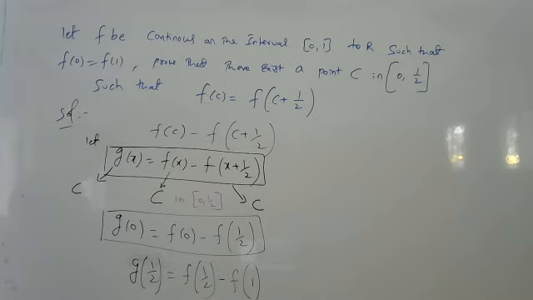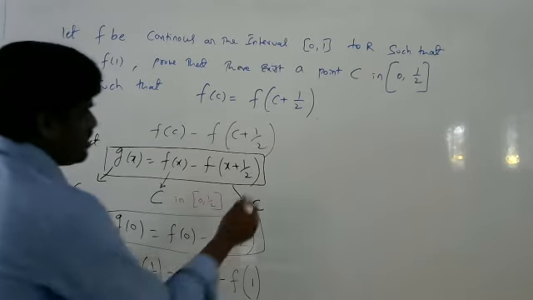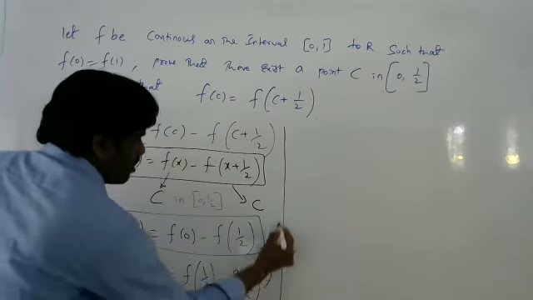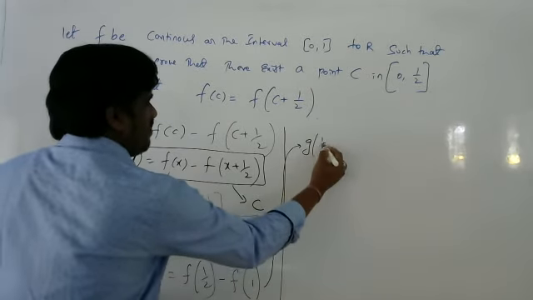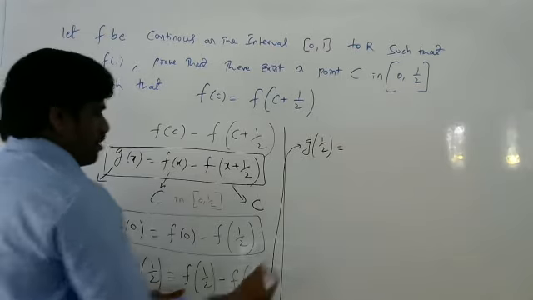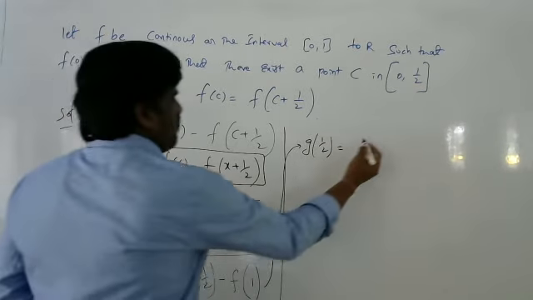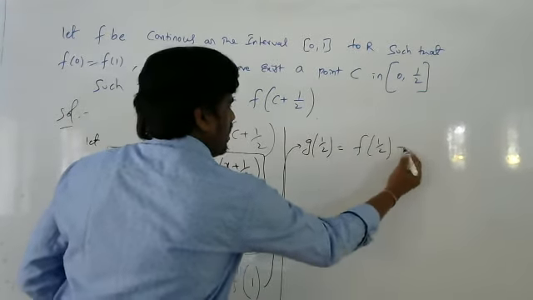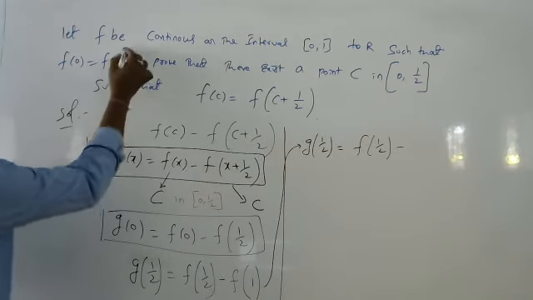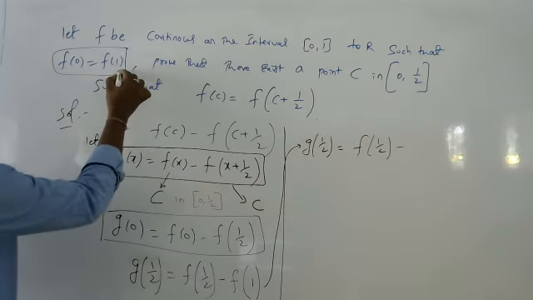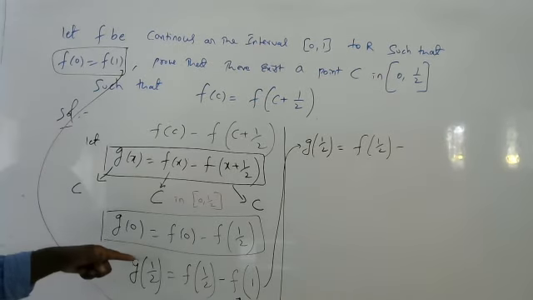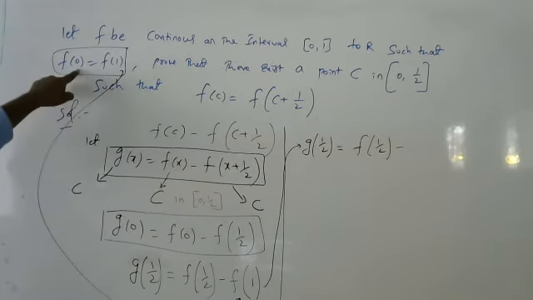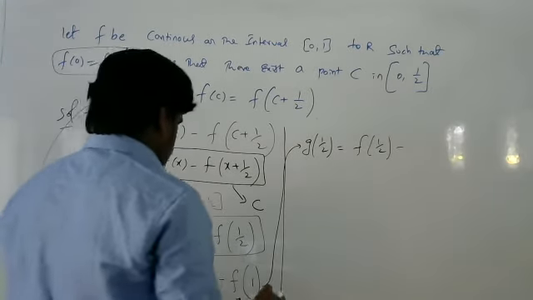Yes. Here is one more step I can write. Are you able to see it or not? I am writing here. G of half will be equal to f of half minus f of 1. They have given f of 1 is equal to f of 0, so I can substitute this here. In the place of f of 1, I can write f of 0.